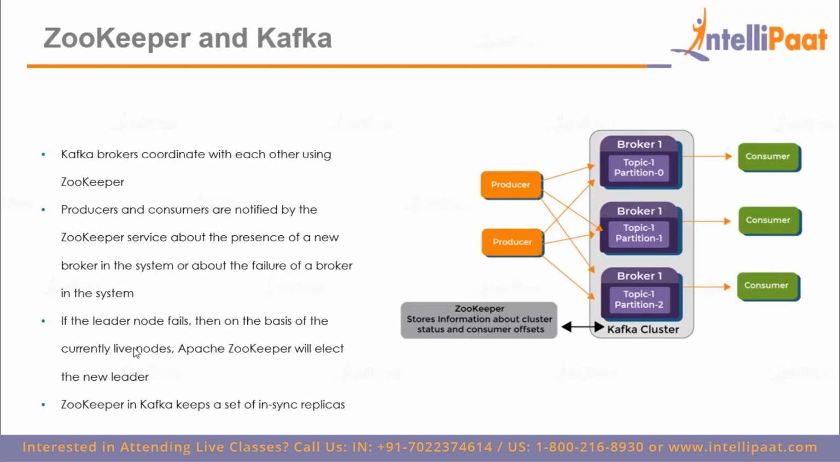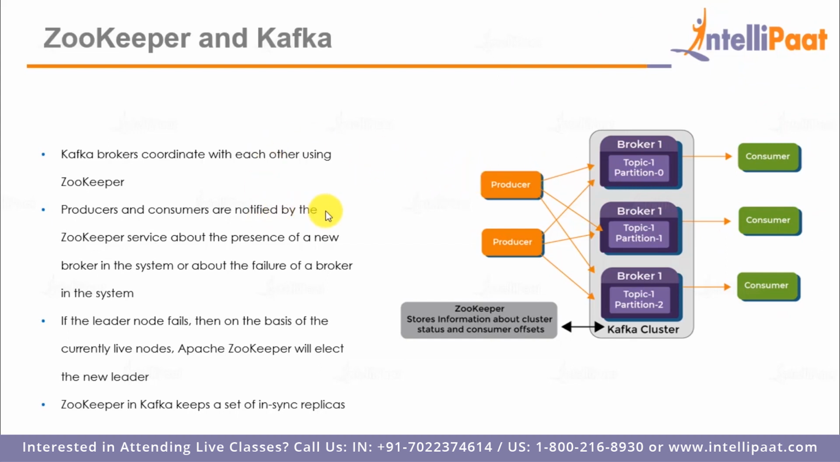So the Kafka brokers coordinate with each other using Zookeeper, right? Over here we've got just one broker, but let's say it is a multi-node or multi-broker cluster setup. If you have multiple brokers, then all of those brokers need to work with each other in tandem. That is possible by using Zookeeper, right? So this is how the Kafka brokers work.